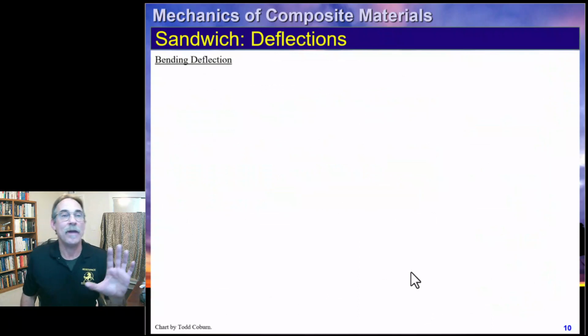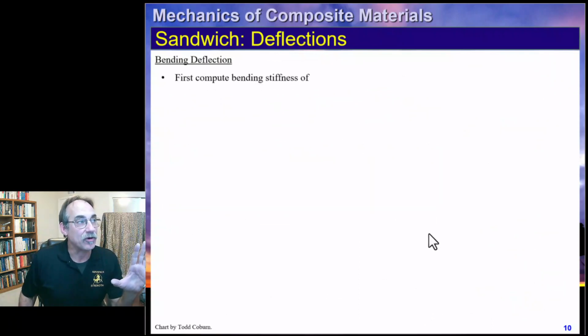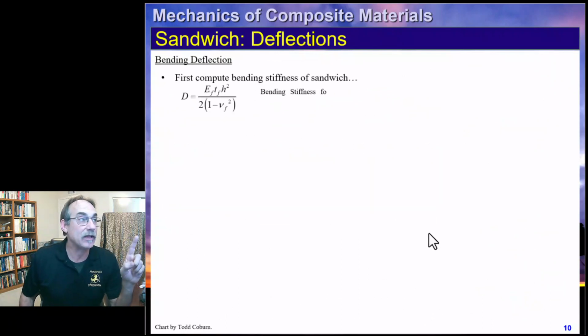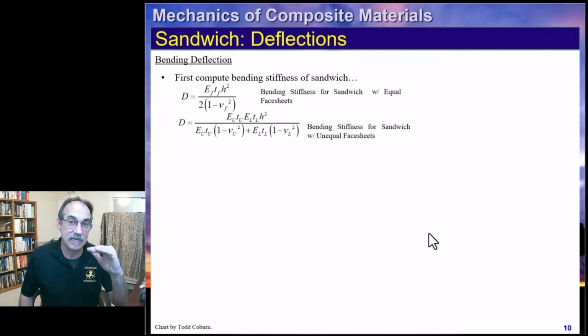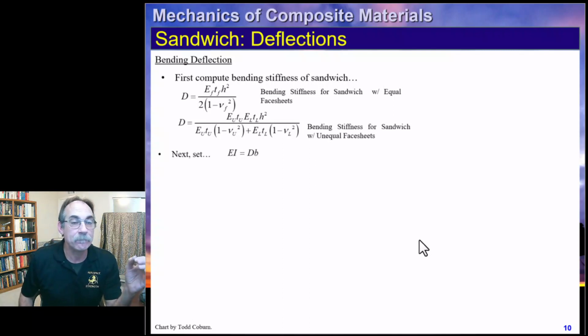All right, so bending deflection. Let's think about that first. Remember, what we're going to do first is calculate our bending parameter. If we have the face sheets of the same thickness and material, we use the first equation. If they're not, we use the second equation. No problem. If you want it to be simple, you can use the second equation for everything. Sometimes you're just doing a little more work, but then you don't have to think.